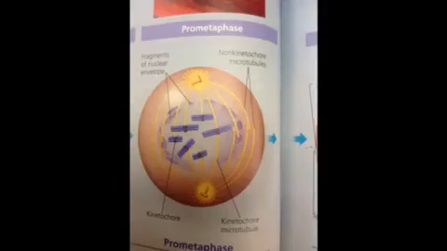In the prometaphase, the nuclear envelope disintegrates, and microtubules have invaded the nuclear space. These microtubules can attach to kinetochores, or they can interact with opposing microtubules. Additionally, the chromosomes have become even more condensed since prophase, and now have a kinetochore.